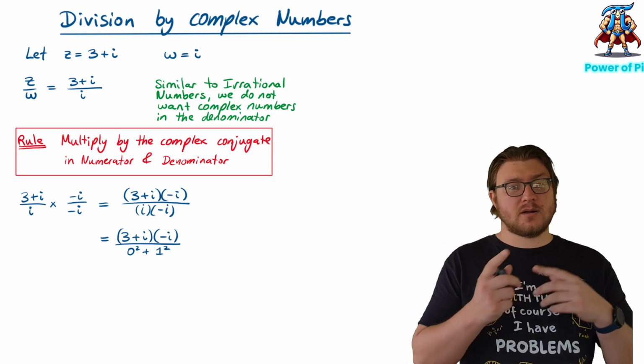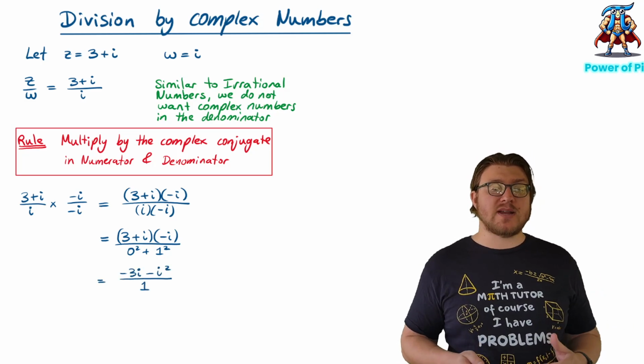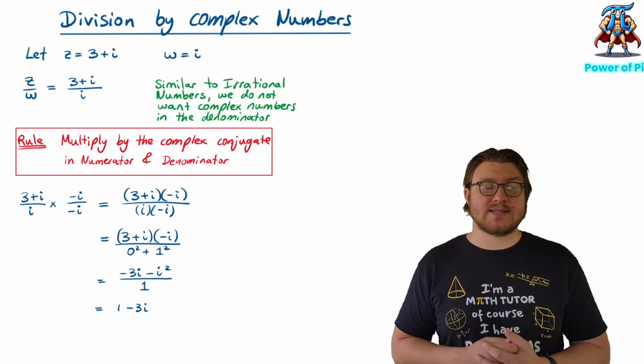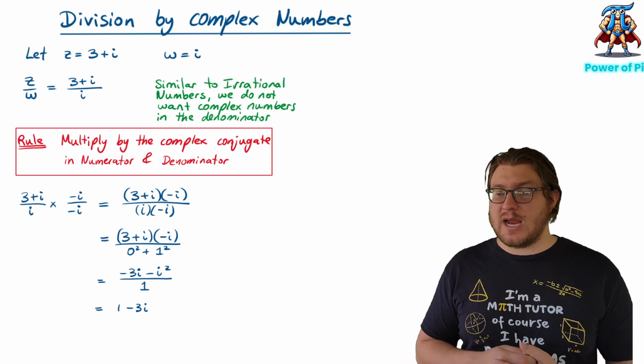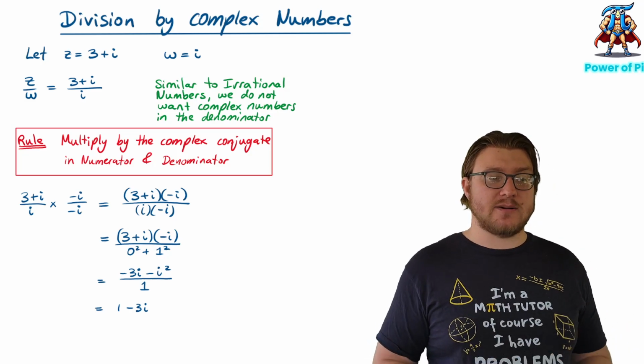The top, we still need to expand. It's a little bit of work. And remember, i squared is equal to -1. We can simplify to our answer 1 minus 3i. And we successfully removed i from the denominator.